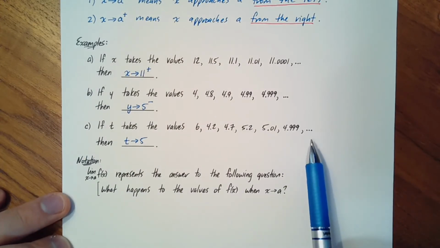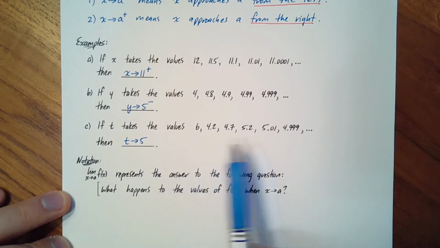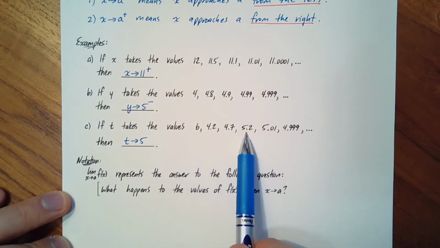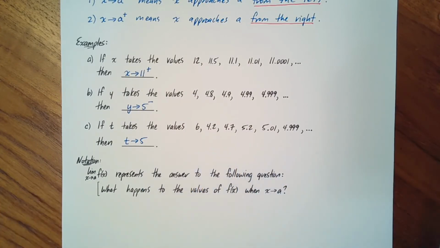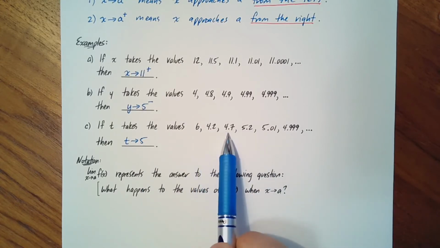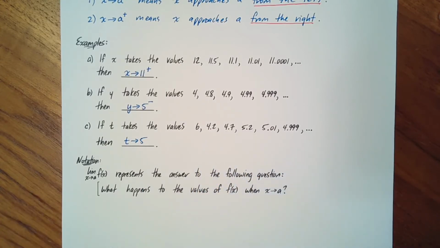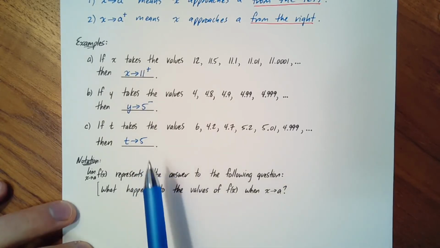But we can't say from the left or from the right, because some of these values, like 6, 5.2, and 5.01, those are all greater than 5. And then 4.2, 4.7, and 4.999, those are all less than 5. So it doesn't really seem to be approaching 5 from a specific direction, so we would just leave it like that. That's about as much as you can say.